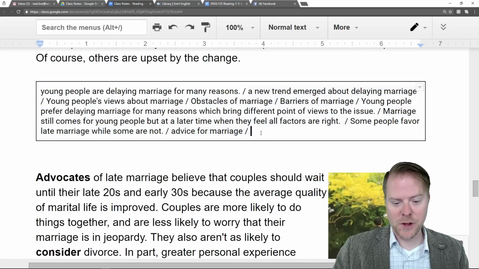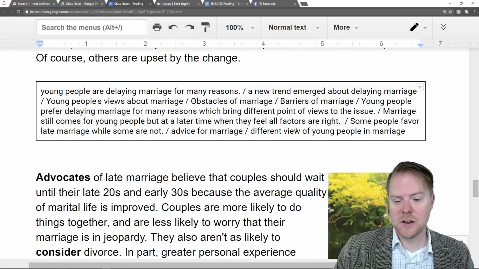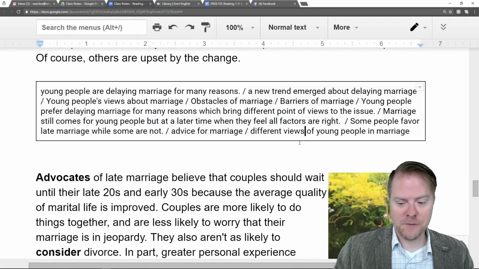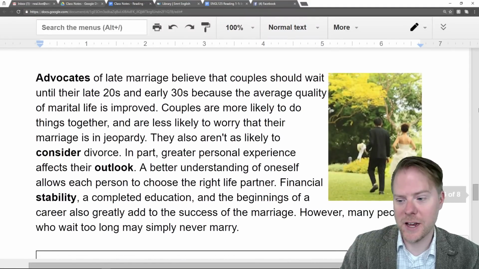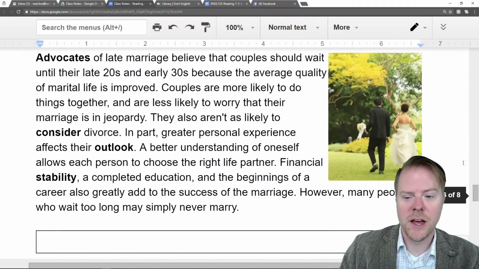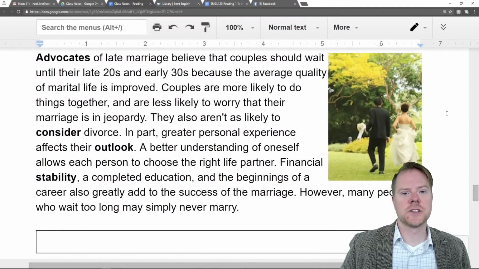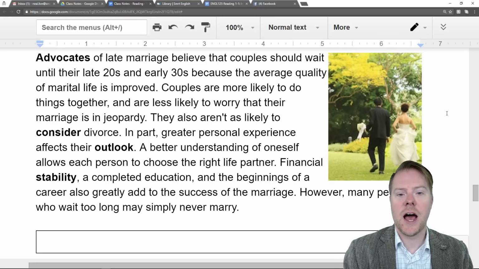Good. I think we understood this first paragraph well. Okay, on to the second one. Let's get ready for the second one. And I'll ask for the same thing. I'll ask for a summary at the end.